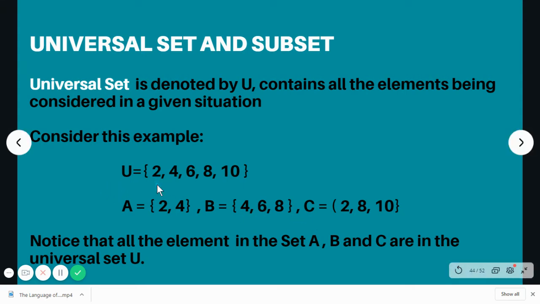At kung mapapansin nyo, si set A, ang kanyang elements ay 2 at saka 4, meron din siya sa universal set. Si B, 4, 6, 8, yung mga elements niya ay meron din sa universal set. Samantalang si set C, 2, 8, 10, ang mga elements niya ay meron din sa universal set. Kasi nga, ang mga subset na ito ay nanggaling dun sa ating universal set. So, notice that all the elements in the sets A, B, and C are in the universal set U.